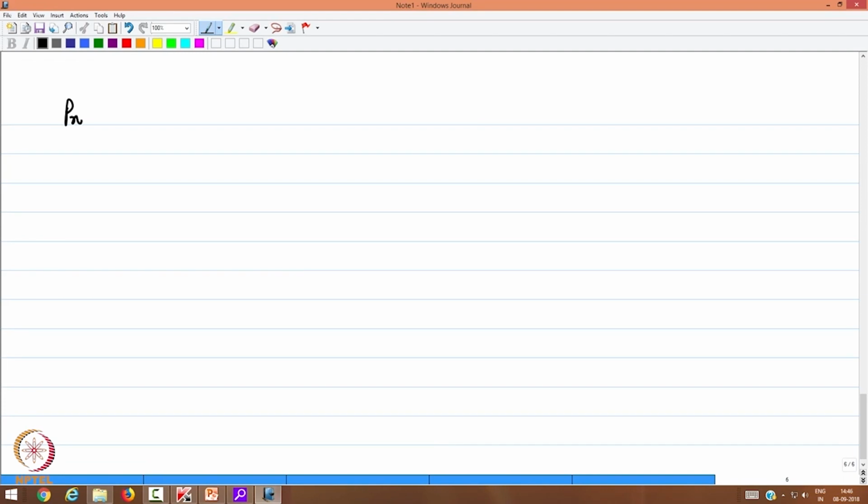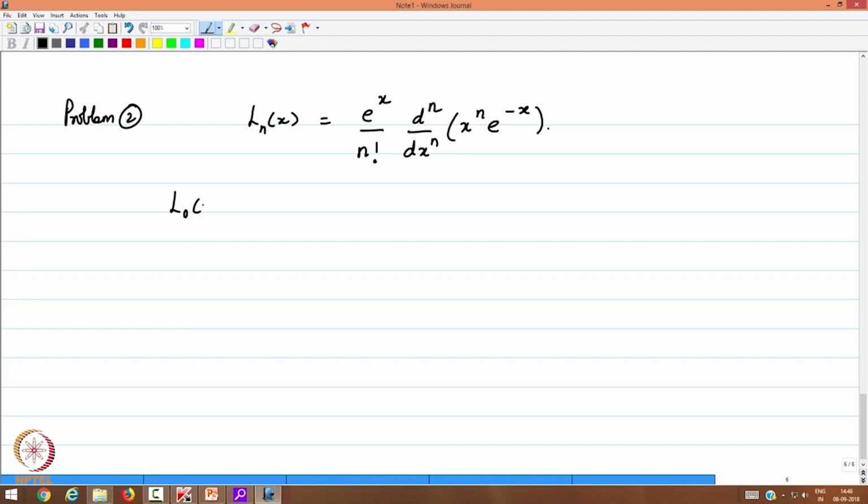Problem 2. Let us first calculate the 3 or 4 Ln of x, and Ln of x is the exponential x divided by n factorial times the nth derivative with respect to x of the function x raised to n e to the minus x. So, L0 of x, the derivative is identity 1, n is 0. Therefore, this is x raised to 0. Therefore, L0 of x gives you 1.